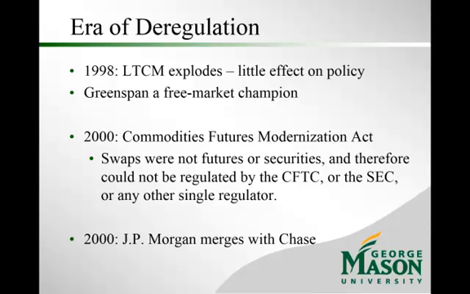In 2000, there was this Commodity Futures Modernization Act that basically said swaps were not futures or securities, and therefore they couldn't be regulated by the commodities regulators or the SEC or anybody else. So now we passed a law saying derivatives don't need to be regulated, they can't be regulated. And then JP Morgan merges with Chase, so they become an investment and commercial bank in 2000.